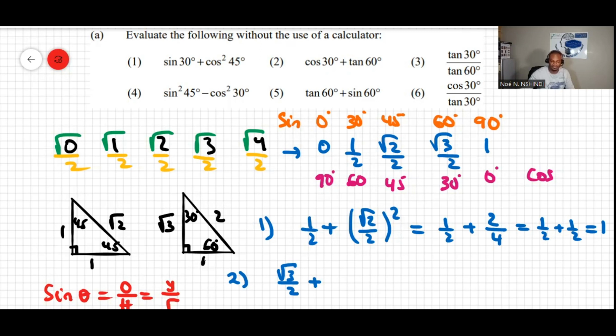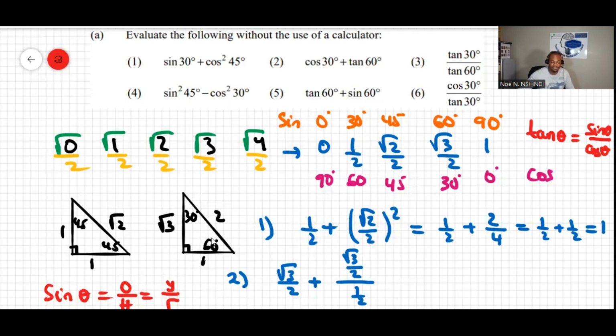Tan of the angle is sine of the angle over cos of the angle. So I look at sine of 60 degrees. Sine of 60 degrees is this, over cos of 60 degrees is that. So it's going to be root 3 over 2 over a half, or you can also look here.